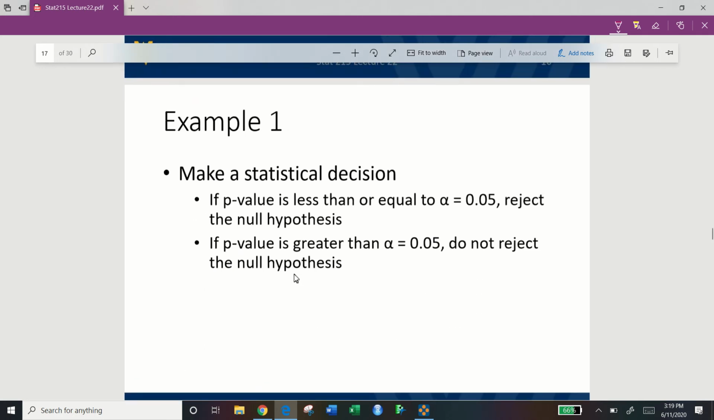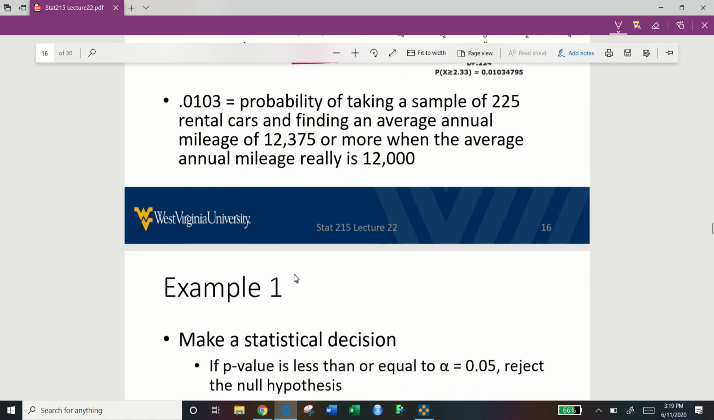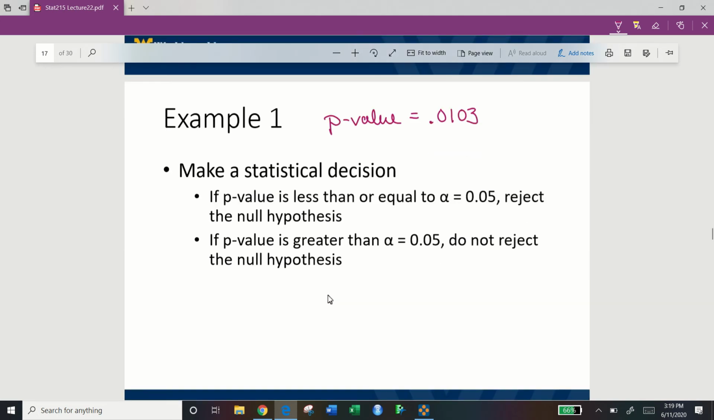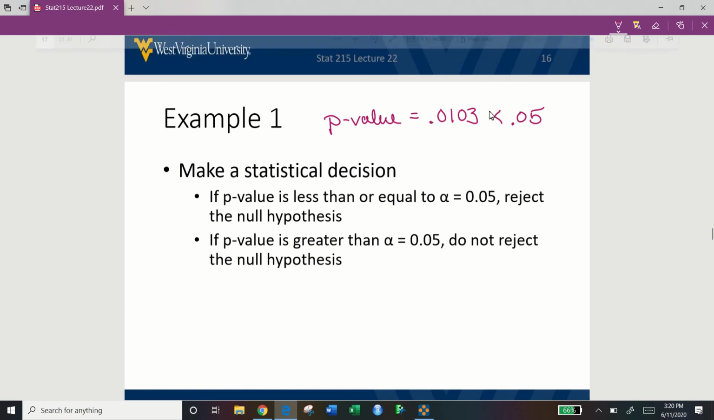Now we can do our last step. Make a statistical decision. We must ask ourselves, is our p-value less than or equal to 0.05, or is it greater than or equal to 0.05? If we scroll up, we can remember that our p-value is 0.0103. Well, at this point, hopefully it should be obvious that our p-value is less than 0.05. So therefore, we should reject the null hypothesis.